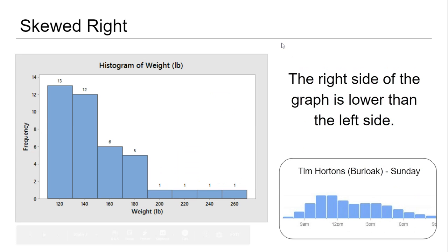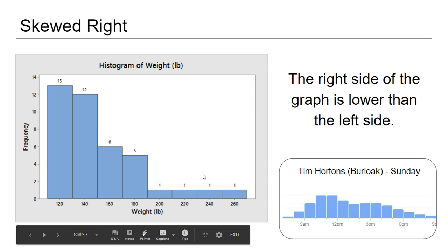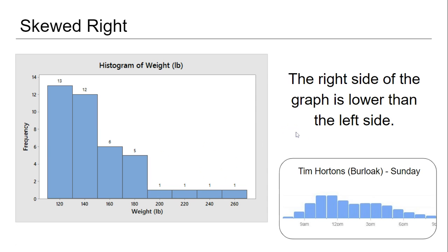Our next one is skewed right. Same idea as skewed left, except this time it's the right side of the graph that's quite a bit lower. So when the right side of the graph is lower, then we call that skewed right.